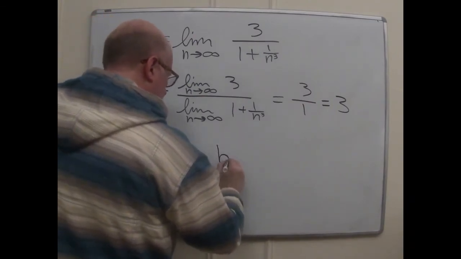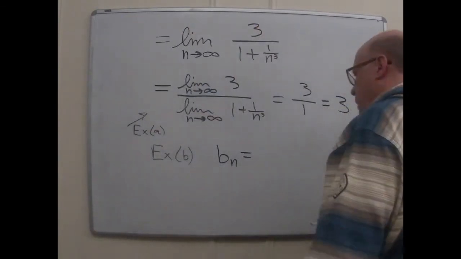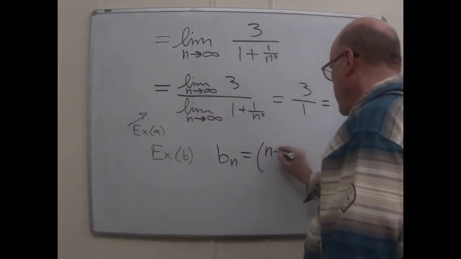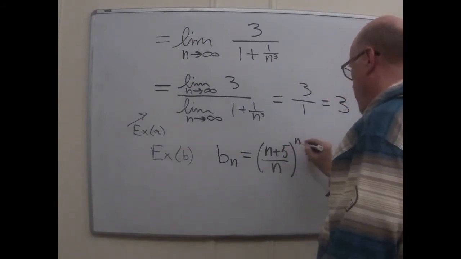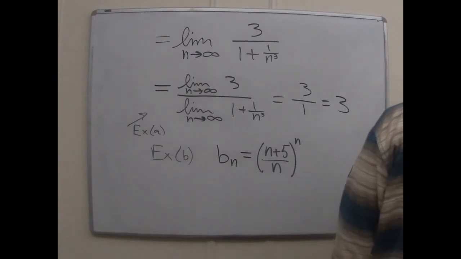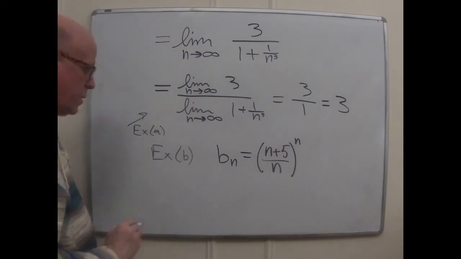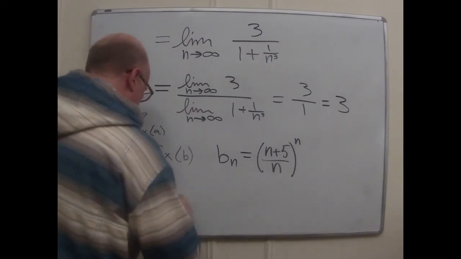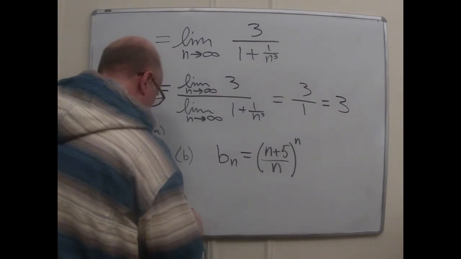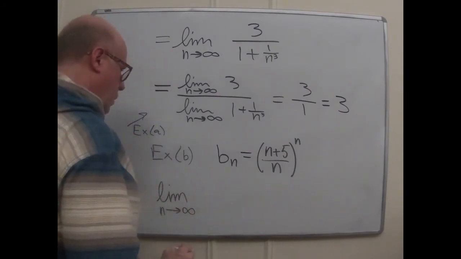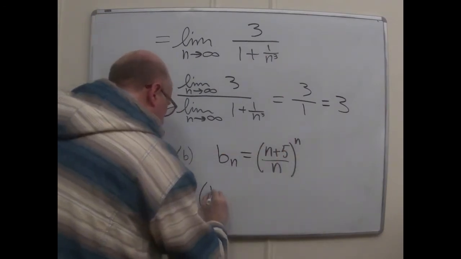Here the sequence is called b sub n, and make sure I copy properly. It's n plus 5 over n, raised to the n power. Crazy. So we're trying to figure out what happens to that. The limit as n goes to infinity of our b sub n. Well, I might as well just substitute what b sub n is equal to in this.